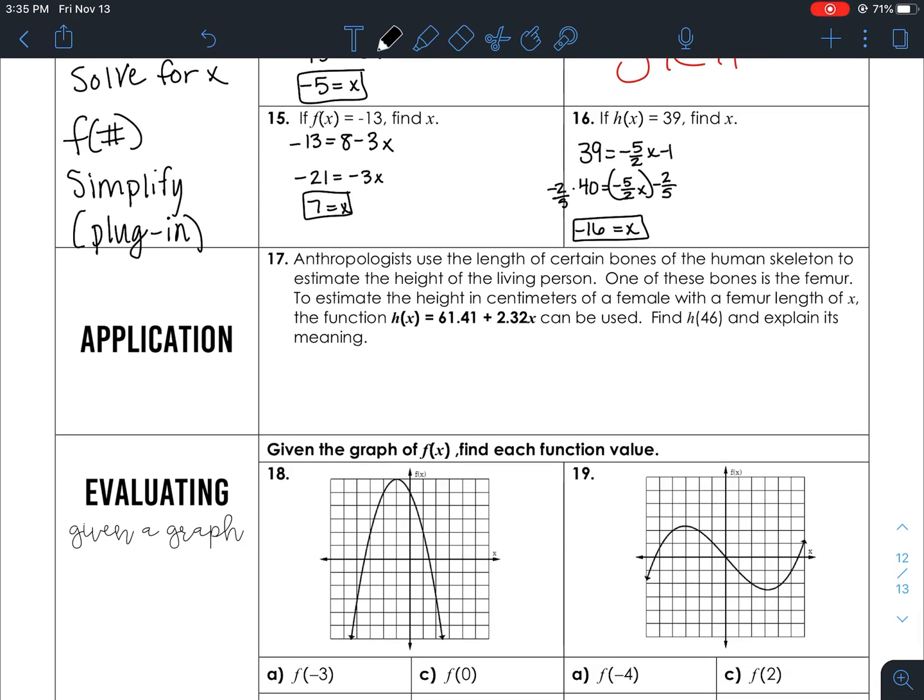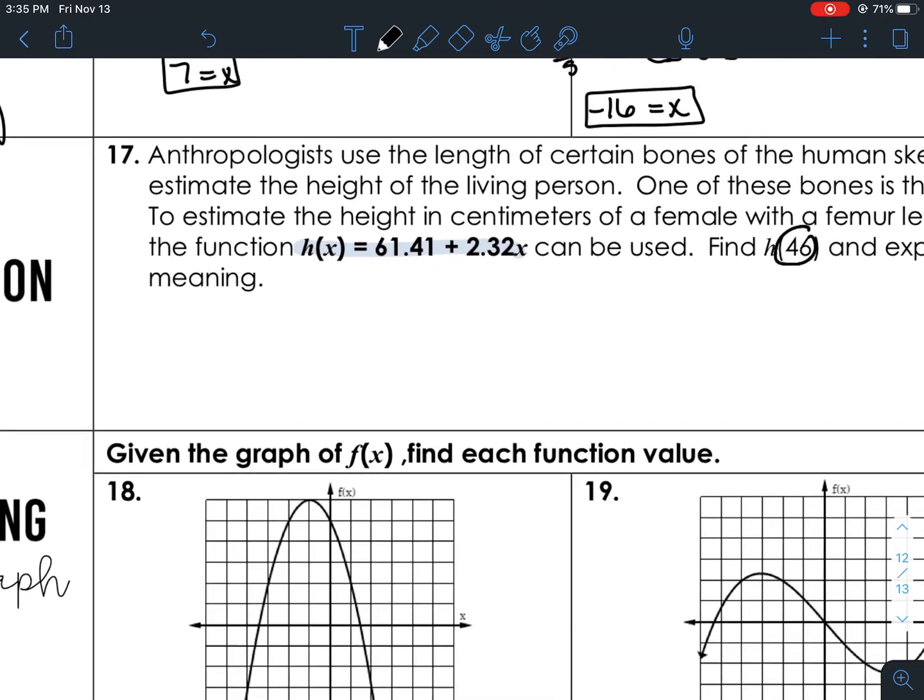Now, of course, there's always going to be word problems, so let's try this one out. Anthropologists use the length of a certain bone of a human skeleton to estimate the height of a living person. One of these bones is the femur, that's in your leg, to estimate the height in centimeters of a female with a femur length of x. So here's that equation that they typically use. Find h of 46.